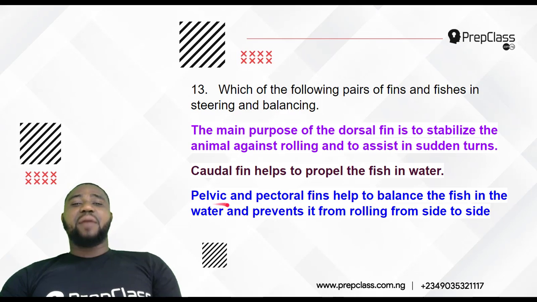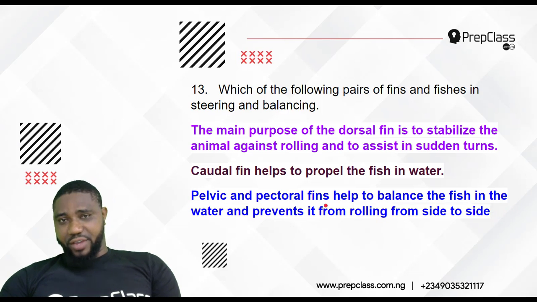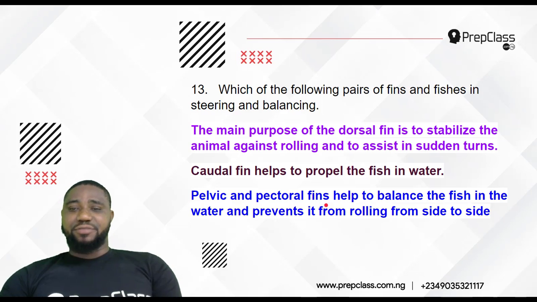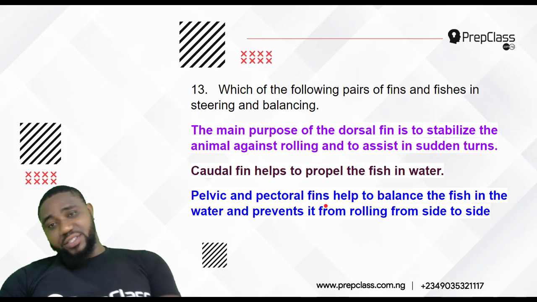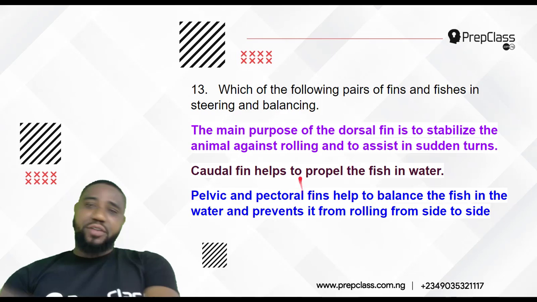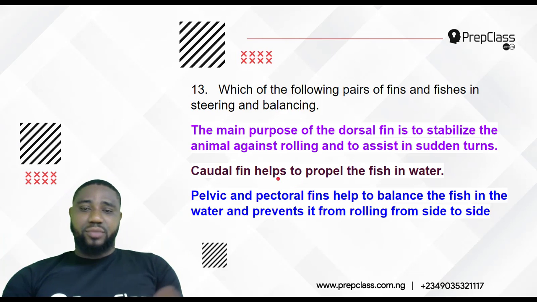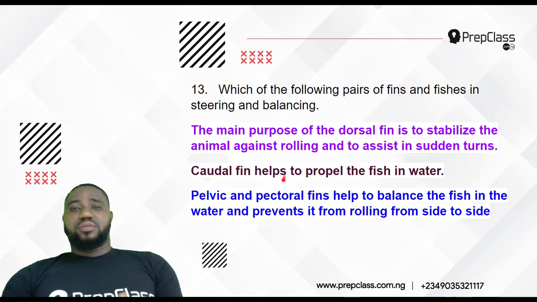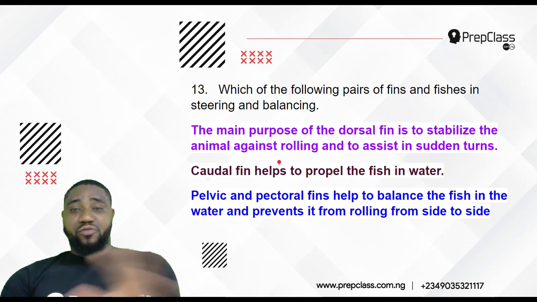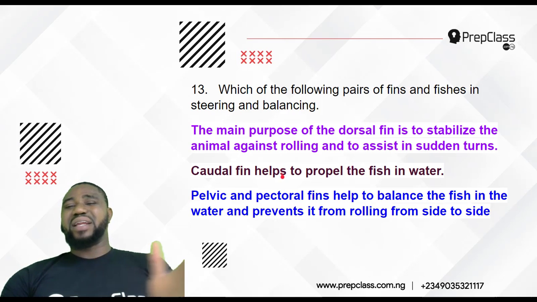Now the pelvic and pectoral fins help to balance the fish in the water and prevent it from rolling from side to side. So that's the function of the pelvic and pectoral fin. They help to balance the fish in water and prevent it from rolling from side to side, do you understand, maybe in a case where there is wave or so.